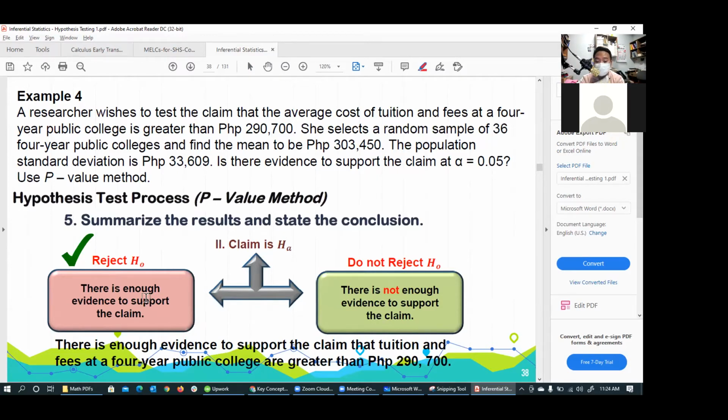There is enough evidence to support the claim that the tuition and fees of a four-year public college are greater than 290,700. Questions so far for this example?